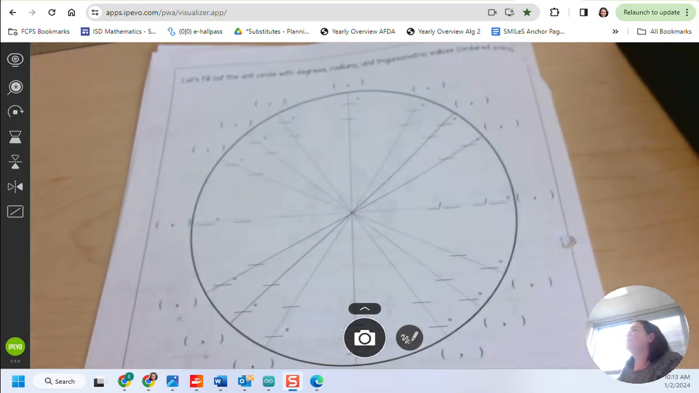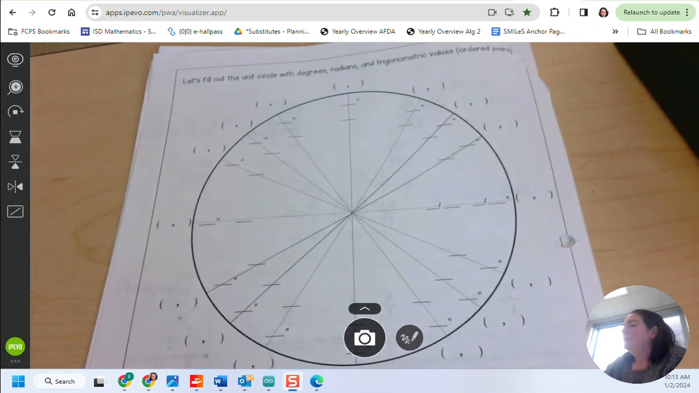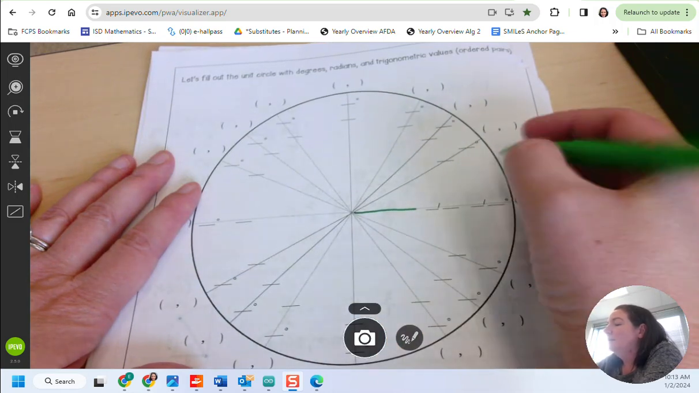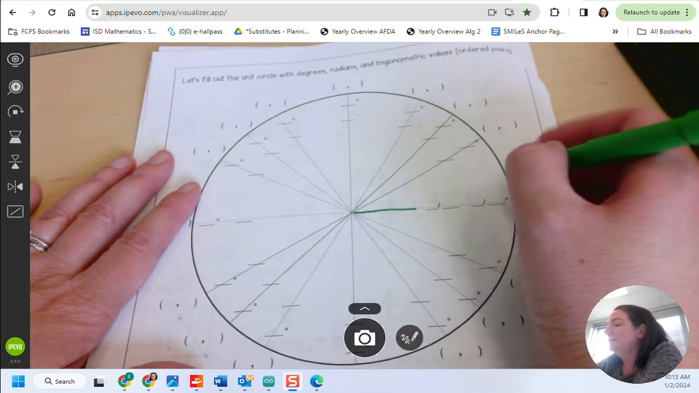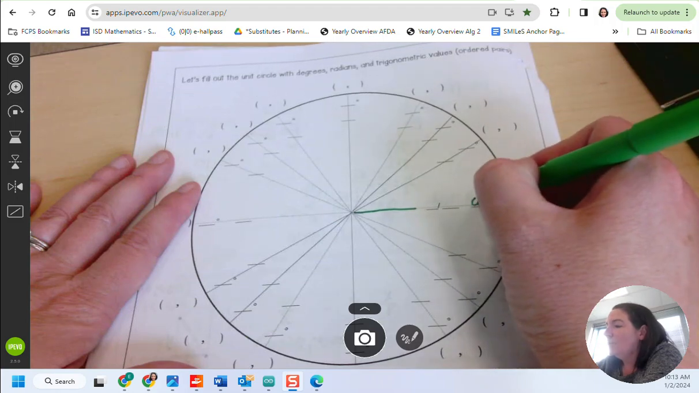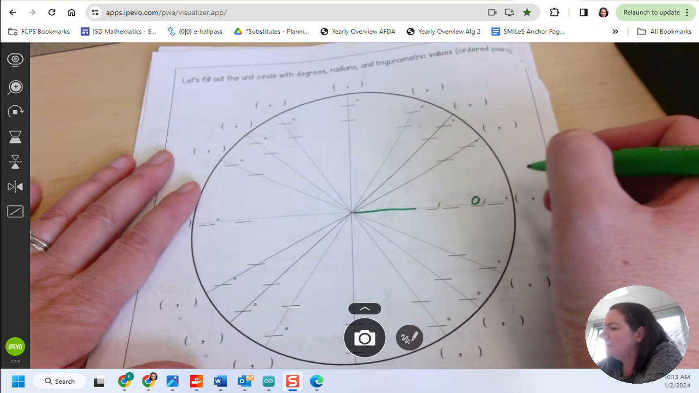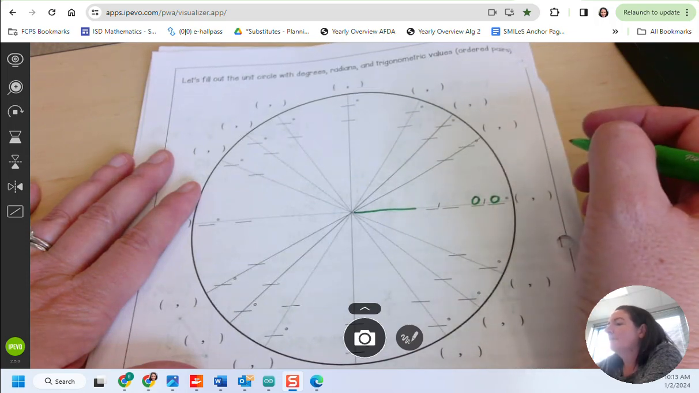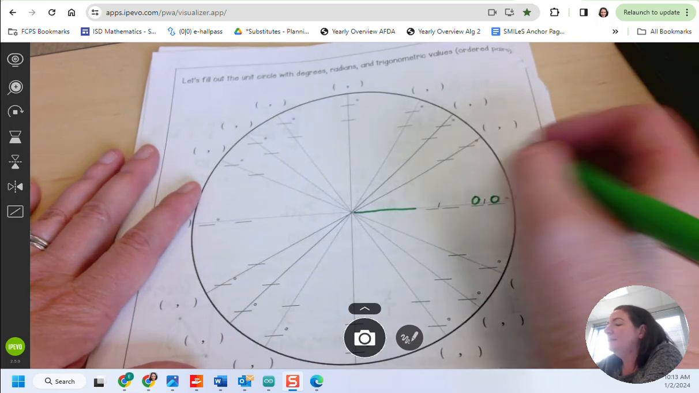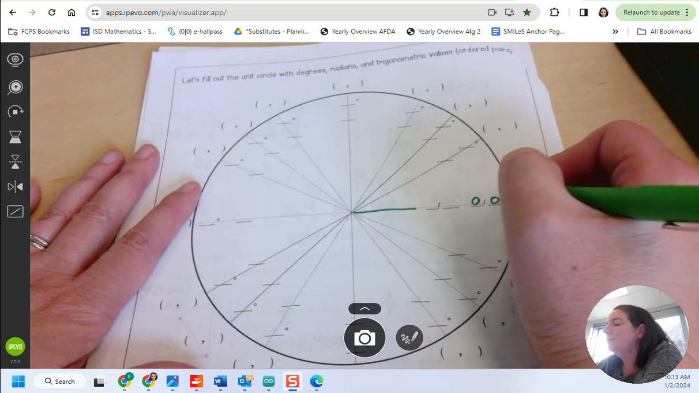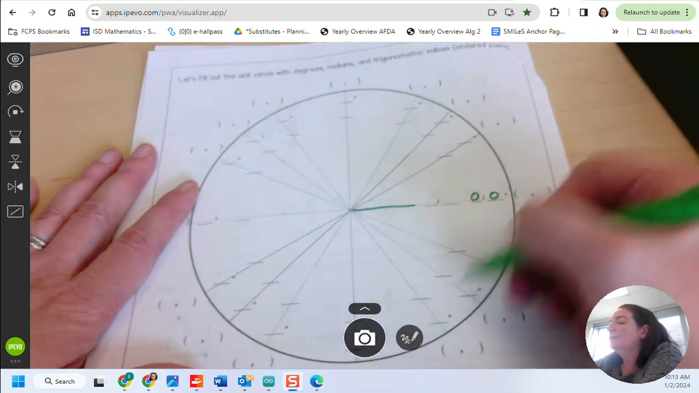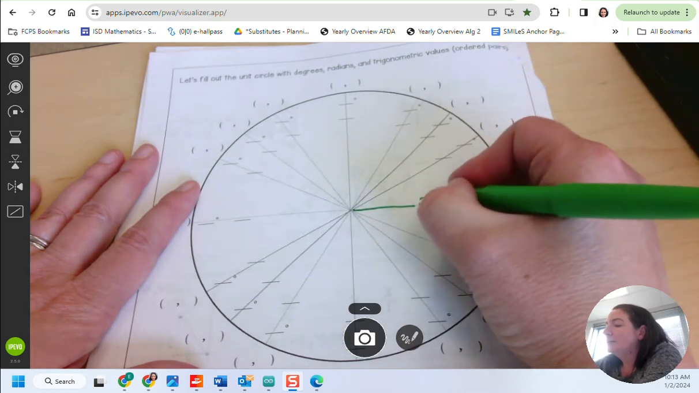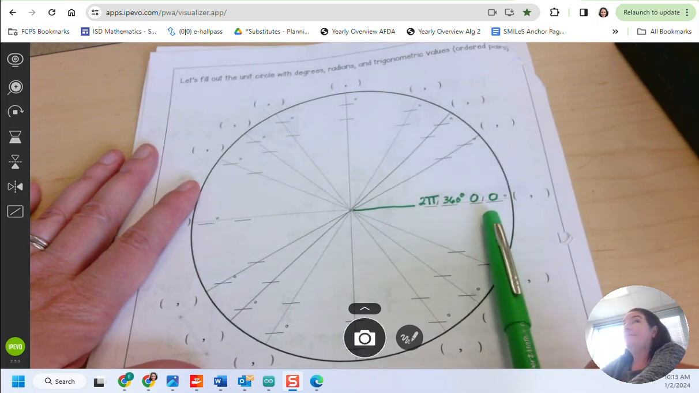And it's not really hard to memorize because it makes sense. You do have to know that you start at the positive x-axis, right? Which is 0 degrees or 0 radians. And then if you go all the way around the circle again, you're at 360 degrees or 2 pi radians. So it starts here.